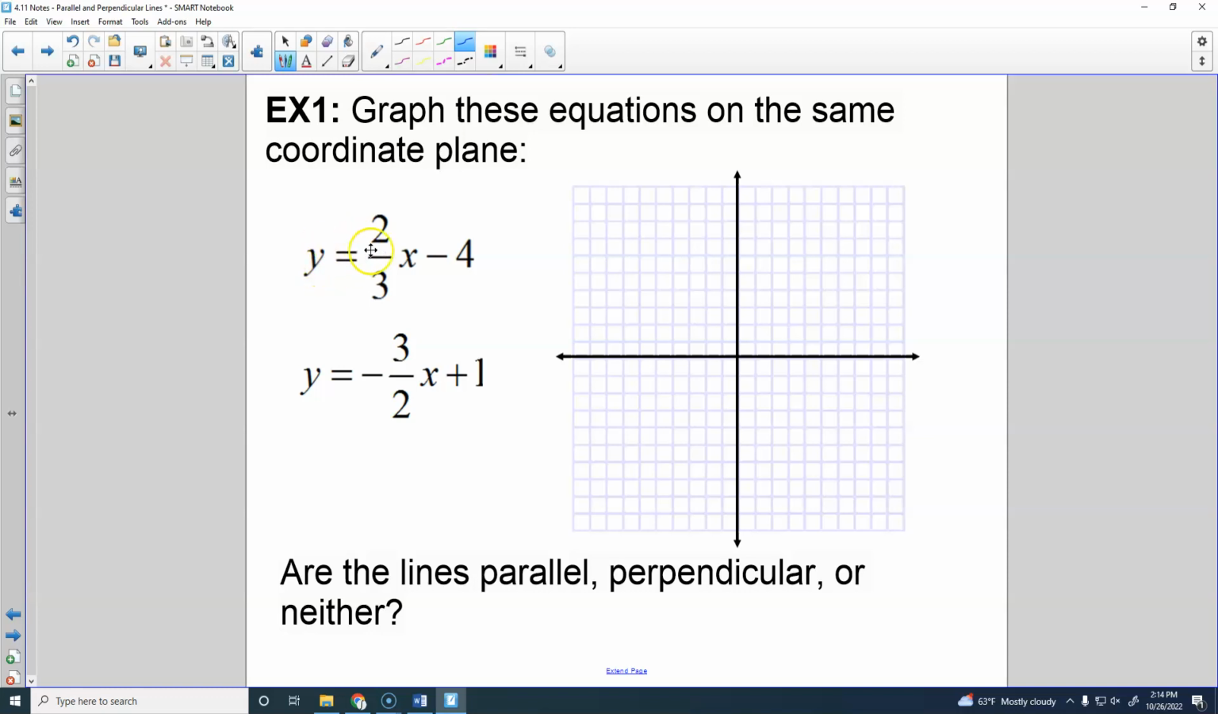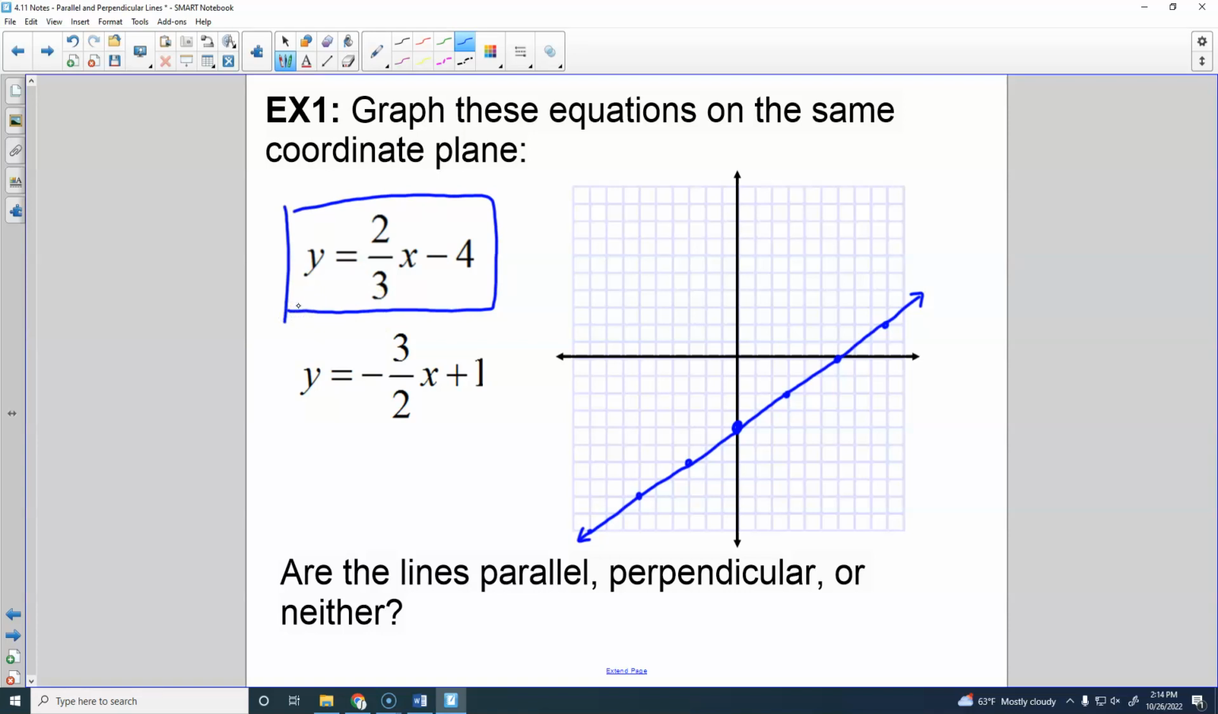So I have y equals 2/3 x minus 4, and so that has a y-intercept at -4 and a slope of 2/3, so up 2 to the right 3, up 2 to the right 3 here. Please graph these all the way out to the edge and graph them one at a time. Do not try to graph the second line until you've already graphed that first line, or you'll get all your dots mixed up.